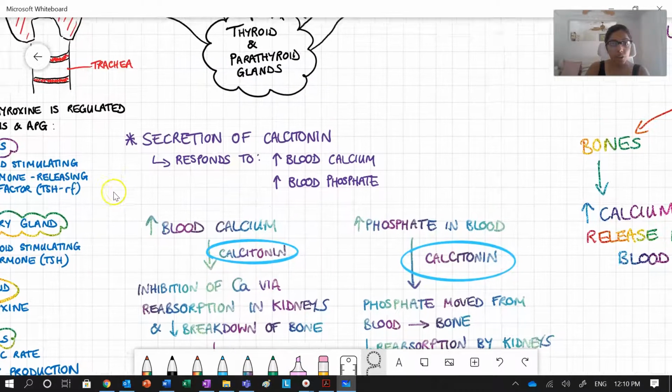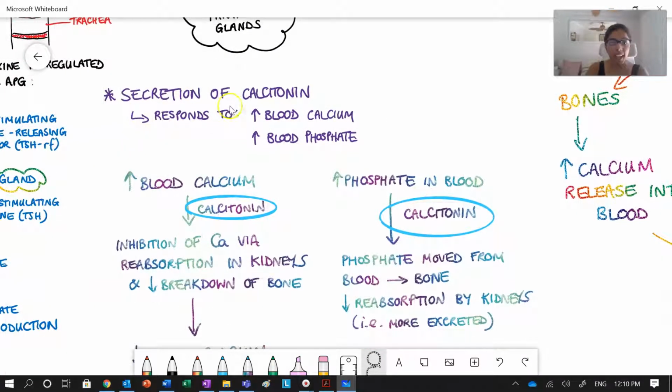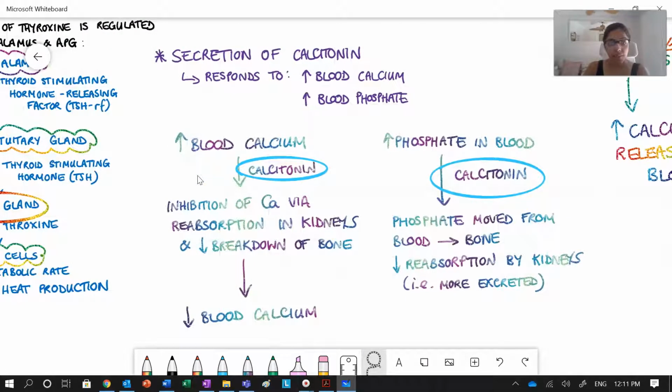So looking at the other hormone produced by the thyroid gland, we're going to be looking at calcitonin. So calcitonin will directly respond to an increase in blood calcium levels and also an increase in blood phosphate levels. So just remembering back to year 11, the main constituent mineral that makes up our bones and our skeleton is calcium phosphate. So we do have a link to bones here. So let's look at calcium first of all.